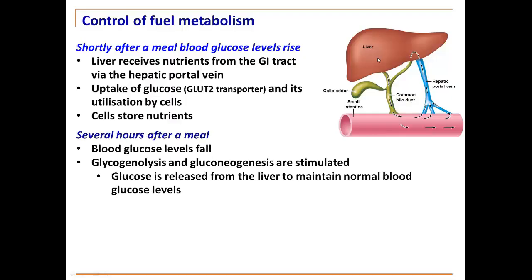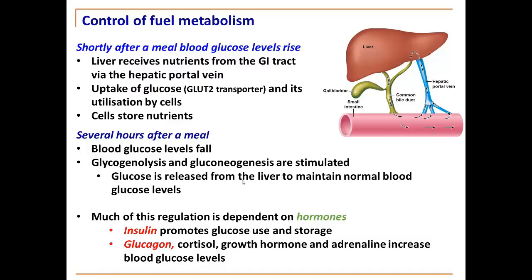But several hours after a meal, we're starting to run out of blood glucose. So the blood glucose is being reduced, and now we need to get more glucose into the blood. And this is where glycogenolysis comes in. We start to break down the glycogen that was made in our liver. We break it down to glucose, and that glucose enters our systemic circulation to be delivered to the tissues that need it, primarily the brain, of course. We also stimulate gluconeogenesis, the synthesis of glucose from amino acids, for example, again in the liver. And this glucose is released from the liver to maintain normal blood sugar levels.